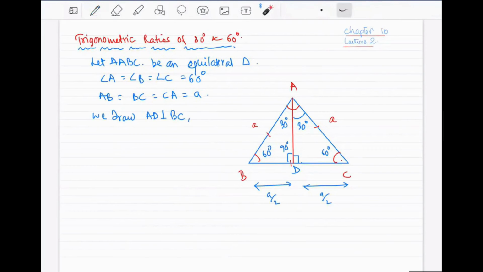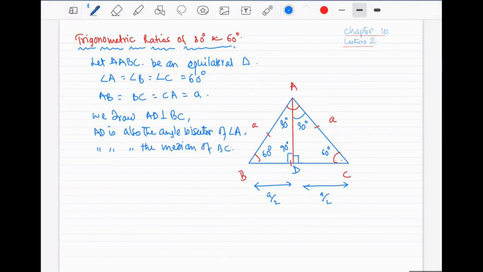So what does AD do further? I just told you already, right? AD divides this angle into two parts, and this side into two parts. AD is also the angle bisector of angle A. AD is also the median of BC.